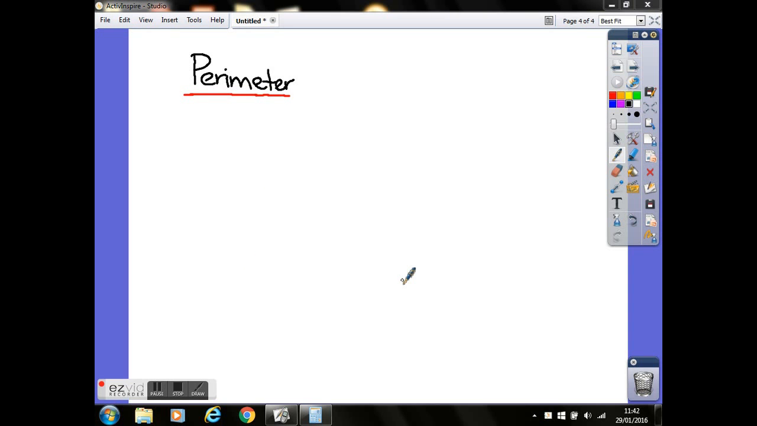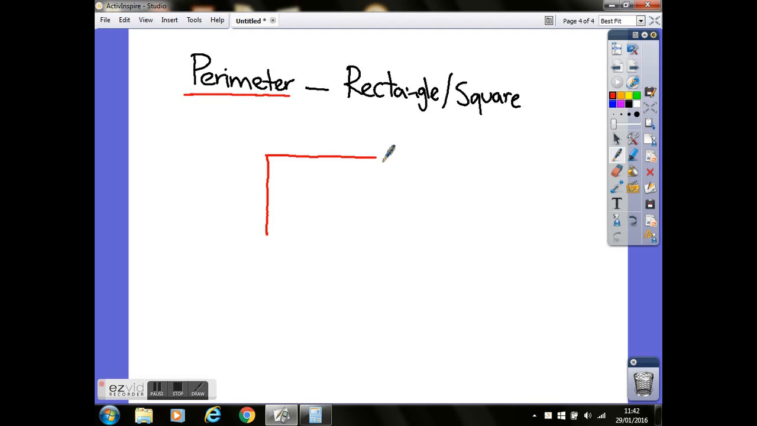Perimeter skills. Calculate it when we've got either a rectangle or a square. It's both the same method either way. I'm just going to draw a freehand rectangle to use in this example. And what you'll be given in the question is two sides of that shape. So for the length we'll go with 20 centimeters, and for the width we'll have 12 centimeters.